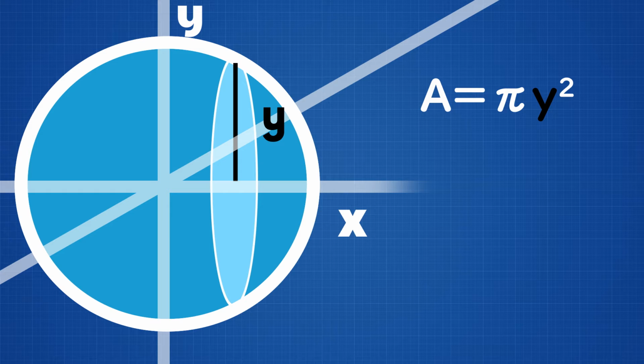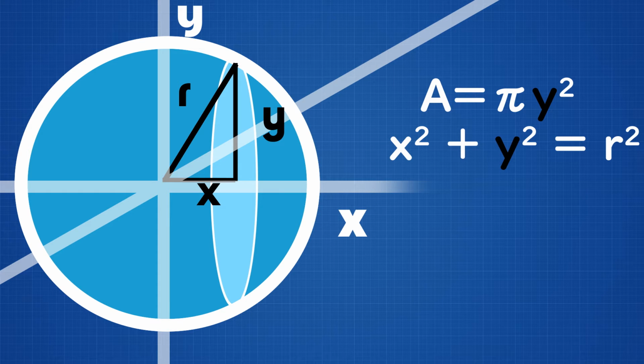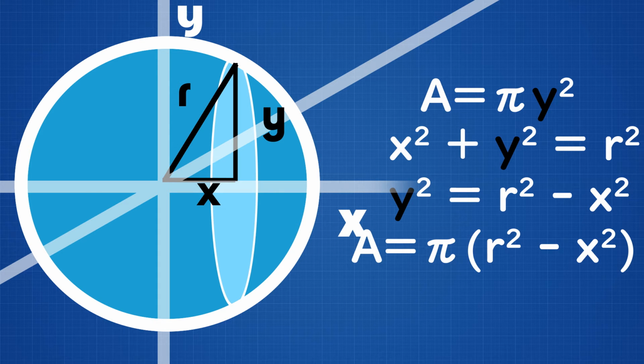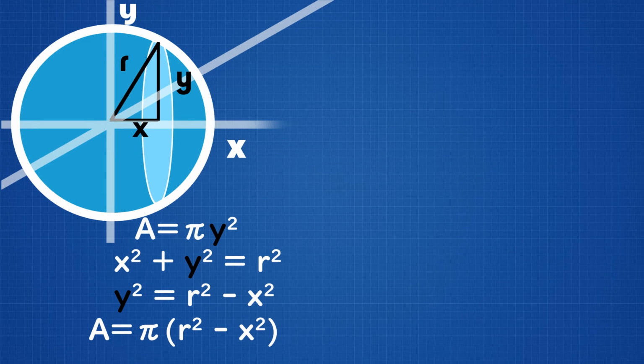However, we want this to be in terms of the sphere's radius because it is kept constant, unlike the radius of the disks. To do this, we can simply set a triangle that expresses the relationship between x, y, and r. Using the Pythagorean theorem, we can rearrange and isolate for y squared. Now, by plugging in this new y squared value, we are able to create a new model of the area of each cross-section. Now, with the help of integration, we are able to find the volume of the sphere.